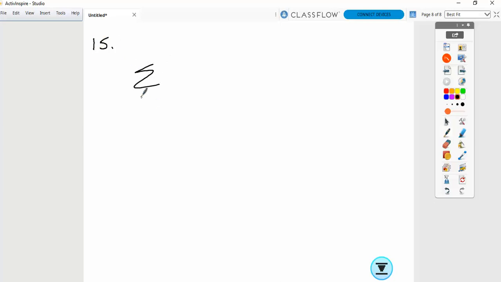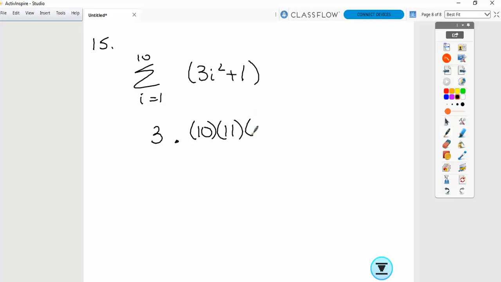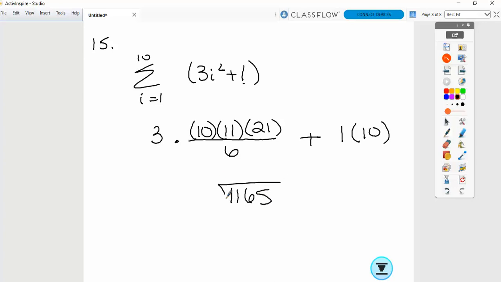So on 15, from 1 to 10, 3i squared plus 1. So we know coefficients stay. The i squared formula is n, my n is 10, times n plus 1, 10 plus 1 is 11, times 2n plus 1, so 21, over 6, plus, when you add up constants, you just have to take your constant times your n, so 1 times 10. And if you did calculate that, you get 1,160.